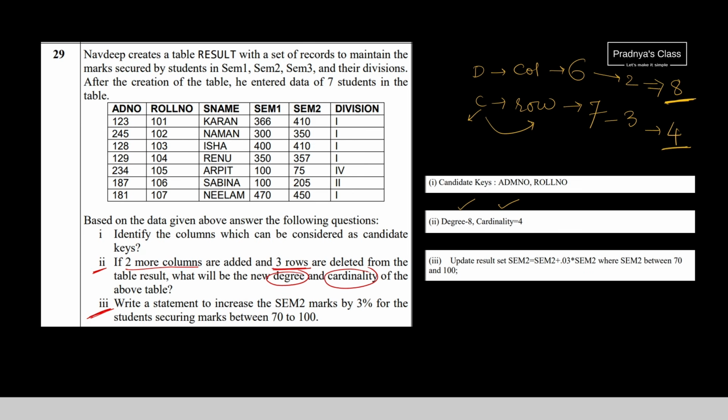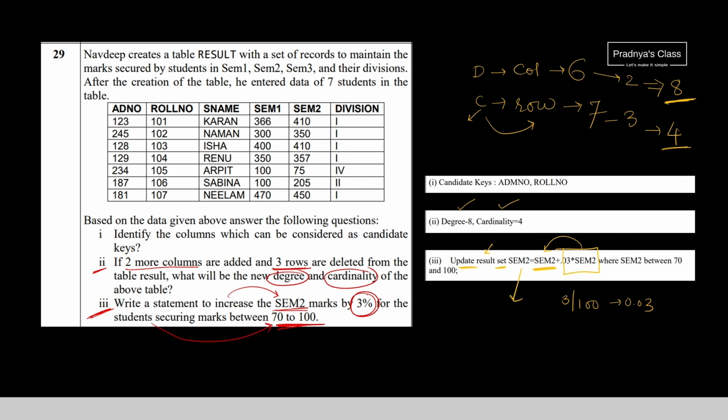What's the next question? Write a statement to increase semester 2 marks by 3% for the students securing marks between 70 to 100. To update an already inserted record, we use the update query. Update, then the name of the table is result. We use the set clause. We need to increase the semester 2 marks by 3%, so 3% we will be writing as 0.03. Then adding it to the current semester 2 marks, we will get the increased one.